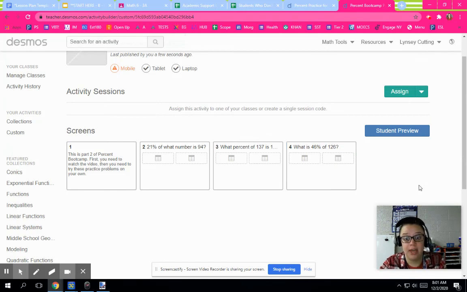All right, so then for tomorrow, you need to have a piece of paper that has those 4 problems from the video, and then you need to have these 3 problems on Desmos done.